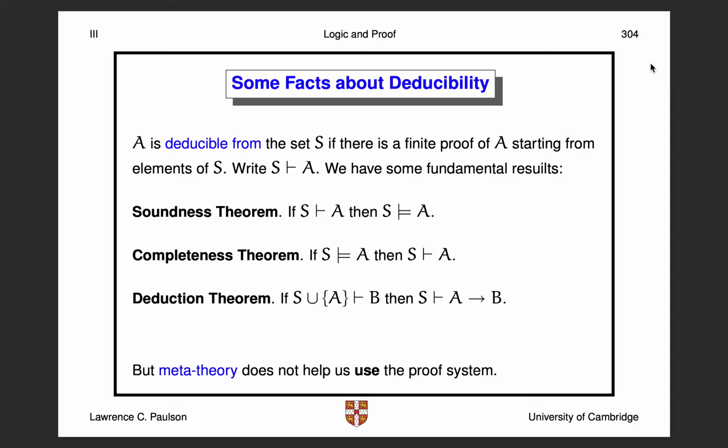If you have a well-designed proof system, you can prove lots of meta-theory like this, and yet, as we saw in the previous slide, in the proof of A implies A, the proof system might be completely impossible to use in practice.